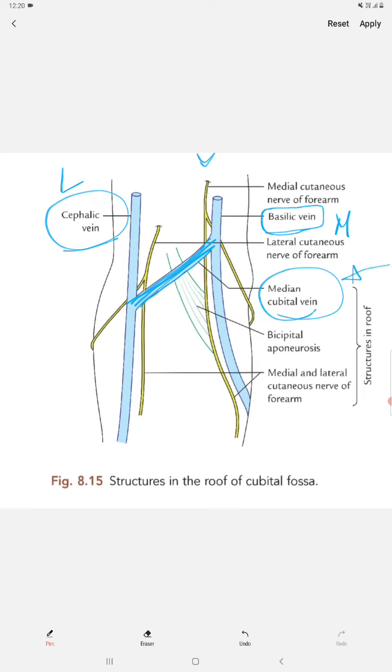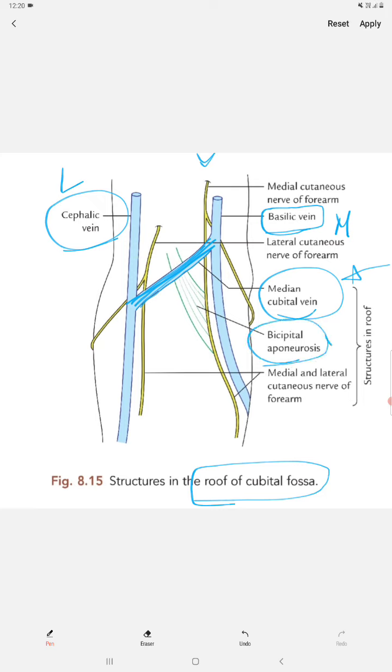This is one more important point. Median cubital vein connects the cephalic vein and the basilic vein, which are present in the superficial fascia. And then what are the contents of the roof of the cubital fossa? Skin, superficial fascia, cephalic vein, basilic vein, and then the median cubital vein which is connecting both, and this is all present in the superficial fascia, right.